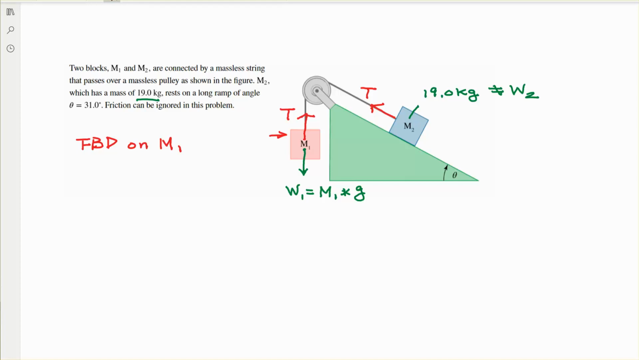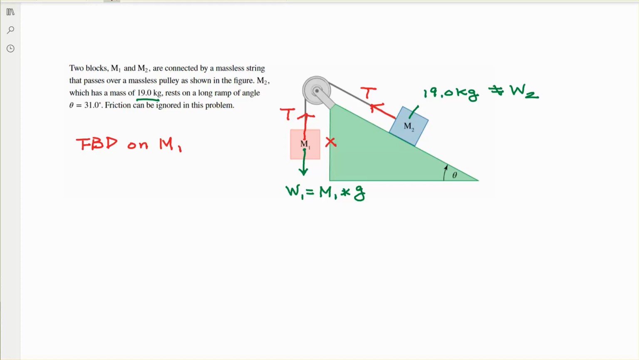Are there any other forces acting on this object? Do we have a supporting force from this wedge to this block? The answer is no. There's no force coming from here because they're not touching each other. Unless they're touching each other, there's no supporting force. So this is the free body diagram of this one here.